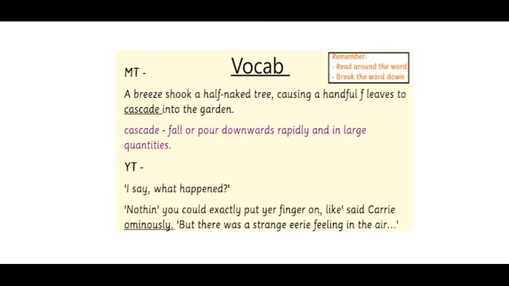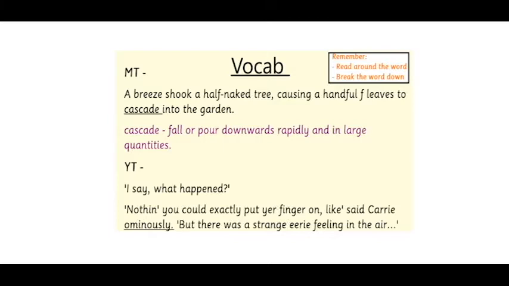So, my turn. "A breeze shook a half-naked tree, causing a handful of leaves to cascade into the garden." So, it says causing a handful of leaves to cascade. It's telling me that it is a verb because it's something they're doing. The leaves are cascading, so it could be some kind of movement. And it says a breeze shook the tree. So I'm thinking if the wind shook a tree, there might be quite a lot of leaves that fall down. So I think cascade means to fall down, and maybe quite a lot of leaves falling down.